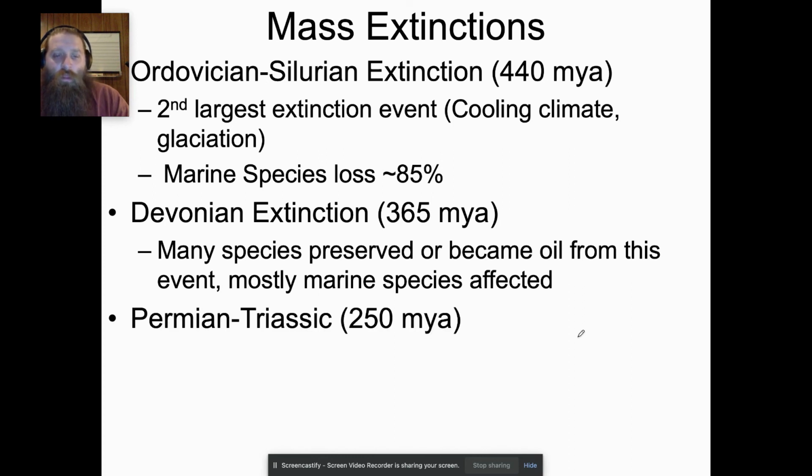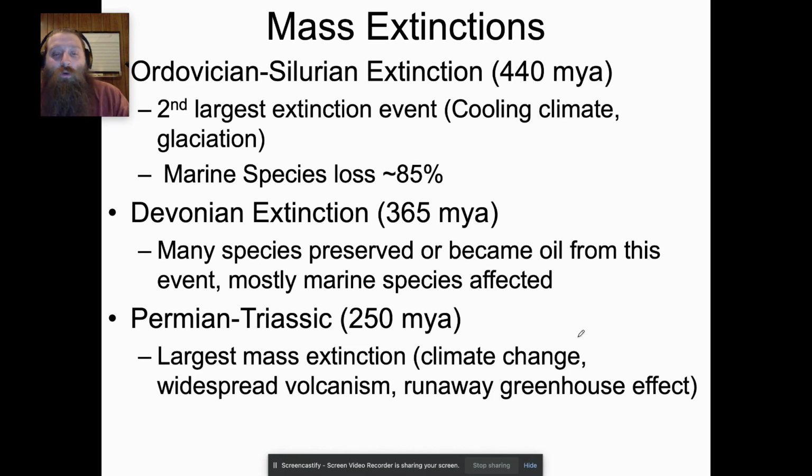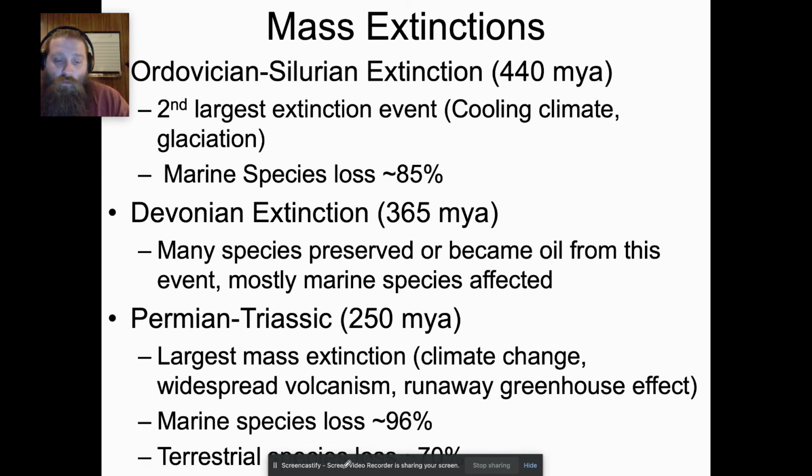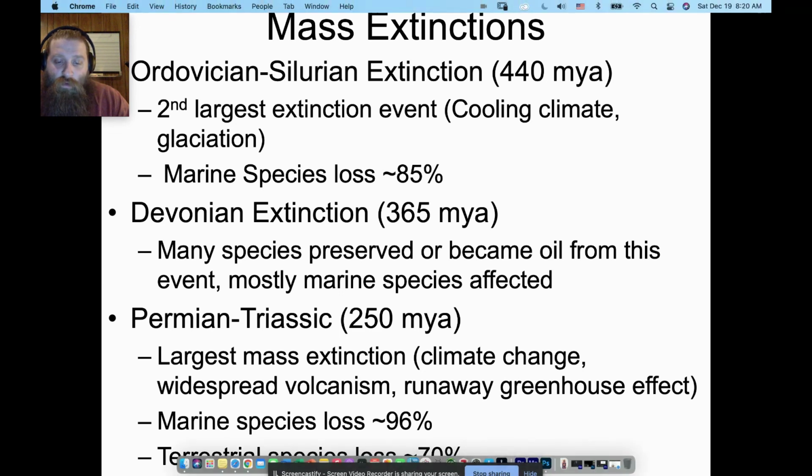and mostly affected marine species. The extinction event between the Permian and the Triassic era, which was 250 million years ago, is the largest mass extinction event that we have. There are a lot of different hypotheses for how that could have occurred. Most of them involve climate change and what we call widespread volcanism. So volcanoes were erupting all over the place. Volcanoes release greenhouse gases. It leads to a change in climate. And this led to a pretty drastic reduction in marine species.